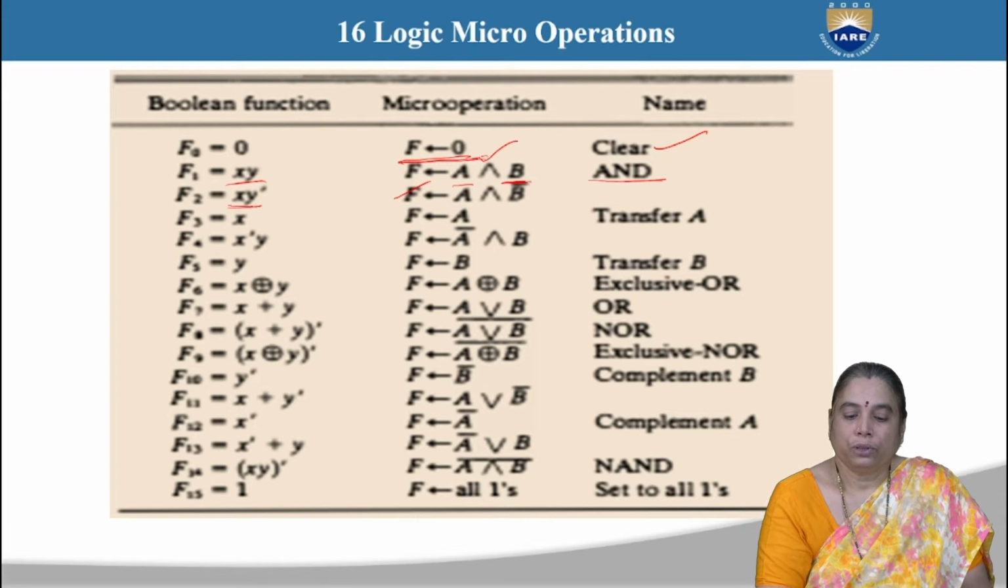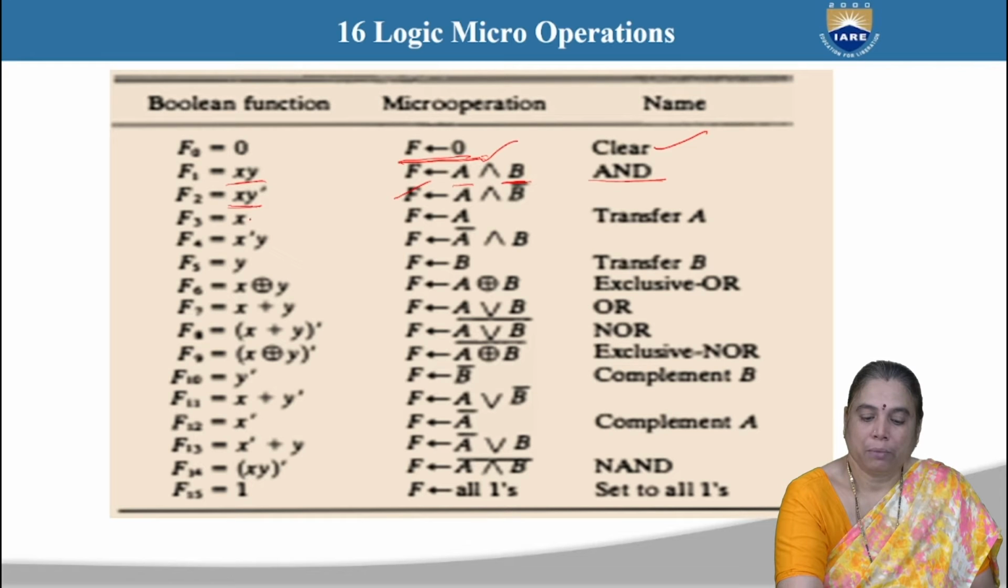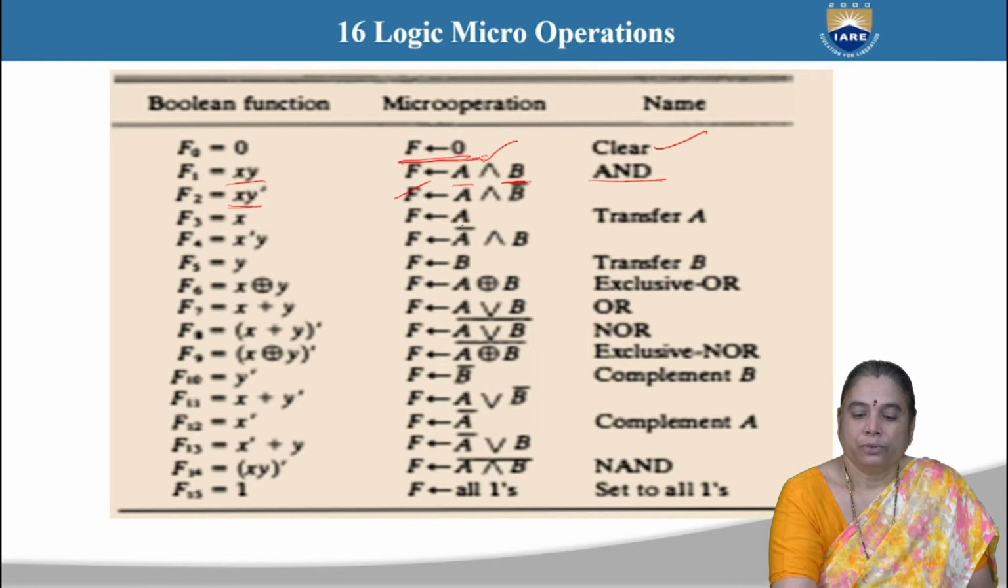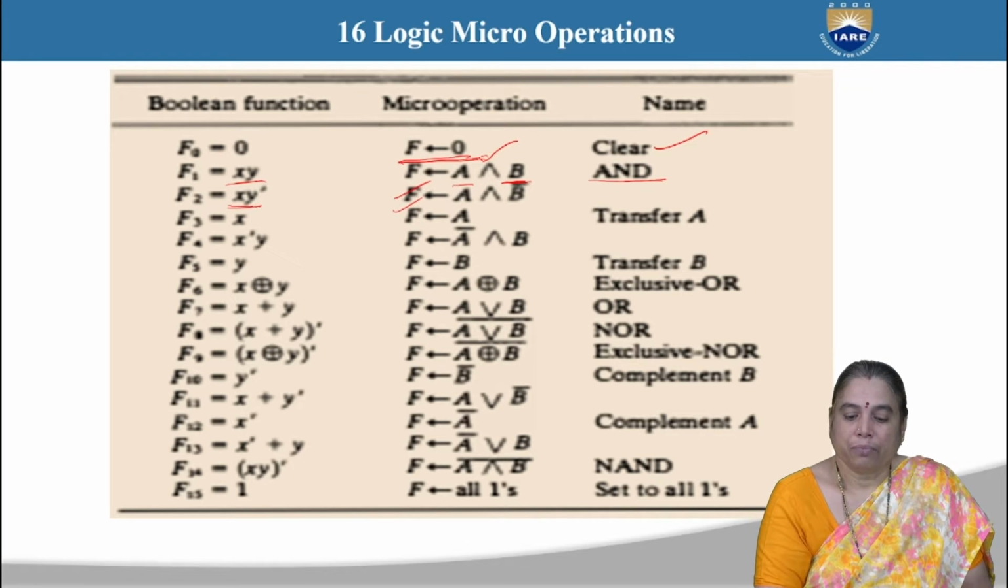Next is the fourth micro operation. It is simply moving or assigning the value of the first number into F. So the content of register A is transferred to F. This is the next logic micro operation.